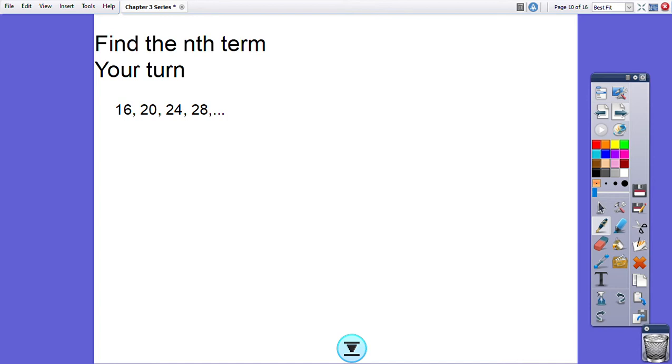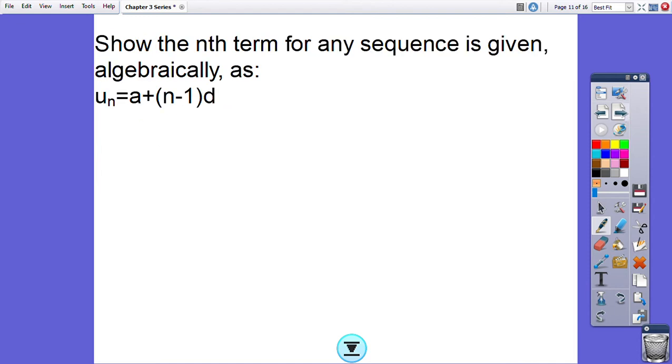So this time you should get that the nth term is 16 plus 4 lots of n minus 1, and again you could expand it if you wanted to. But why have I done this? Why have we gone about it this way? It's to come up with a general form of an arithmetic sequence, where the nth term is given using this formula. So let's show you where that comes from.